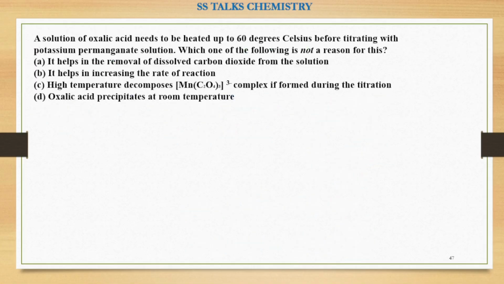Okay. Next one is this. It says a solution of oxalic acid needs to be heated up to 60 degrees centigrade before titrating with the potassium permanganate solution. Which of the following is not a reason for this? Whenever you perform the oxalic acid titration, I hope you remember the experiment, it is generally performed in the lab. In the conical flask, if you are taking the oxalic acid, you have to heat it first.